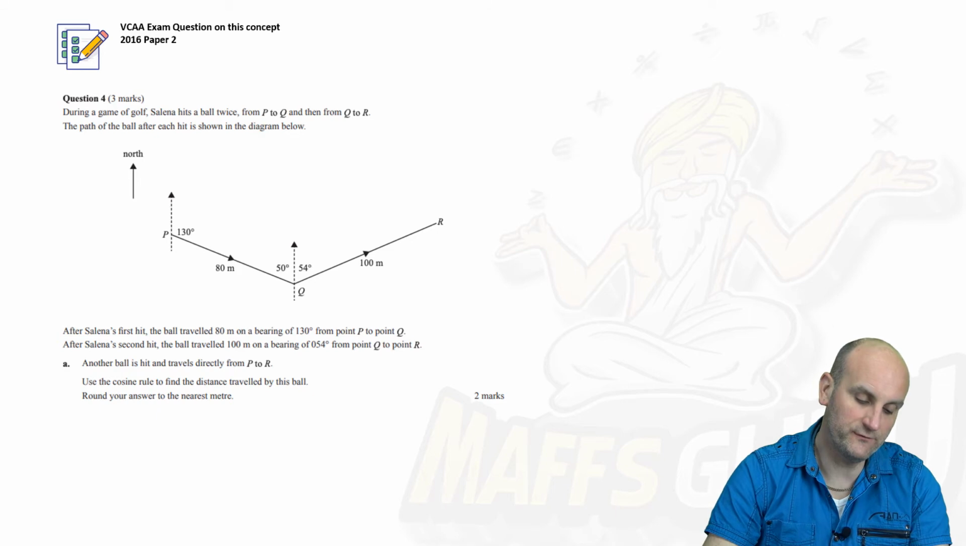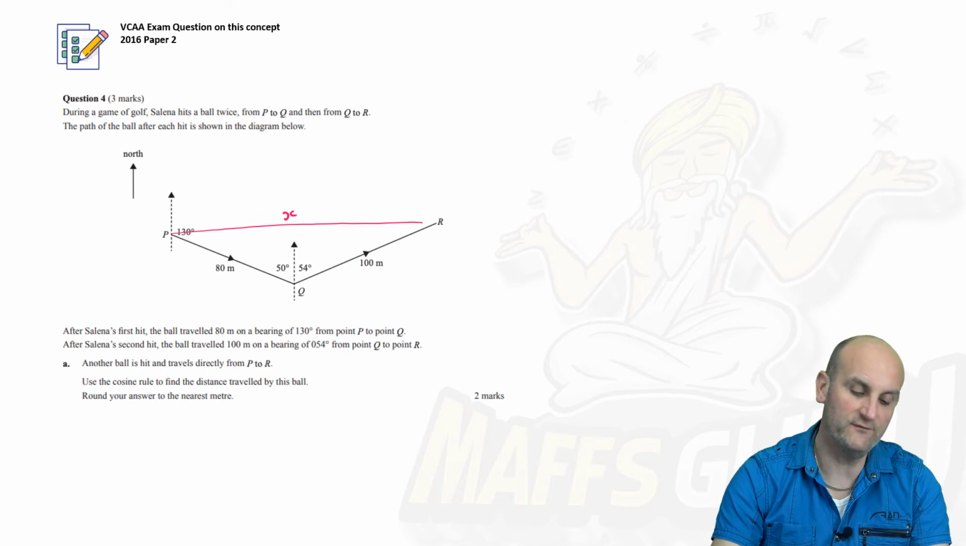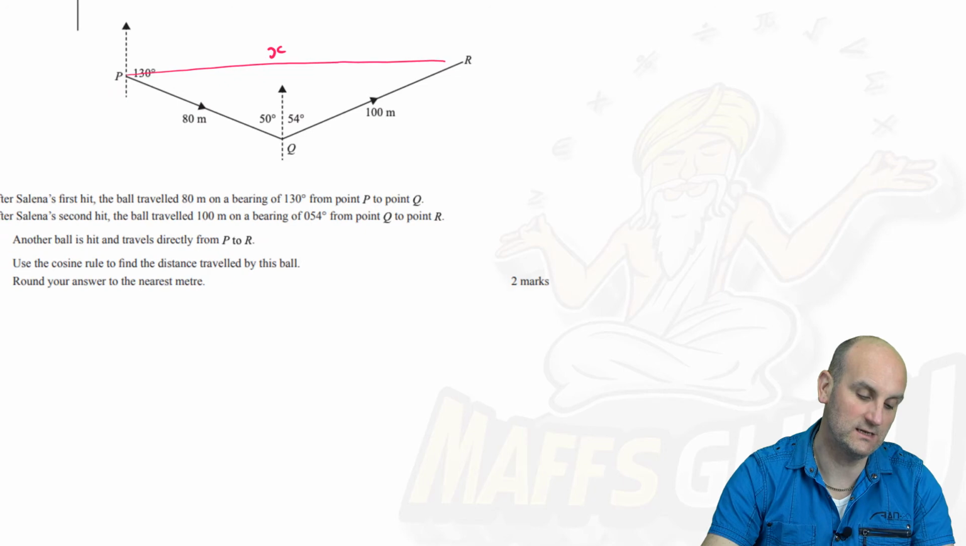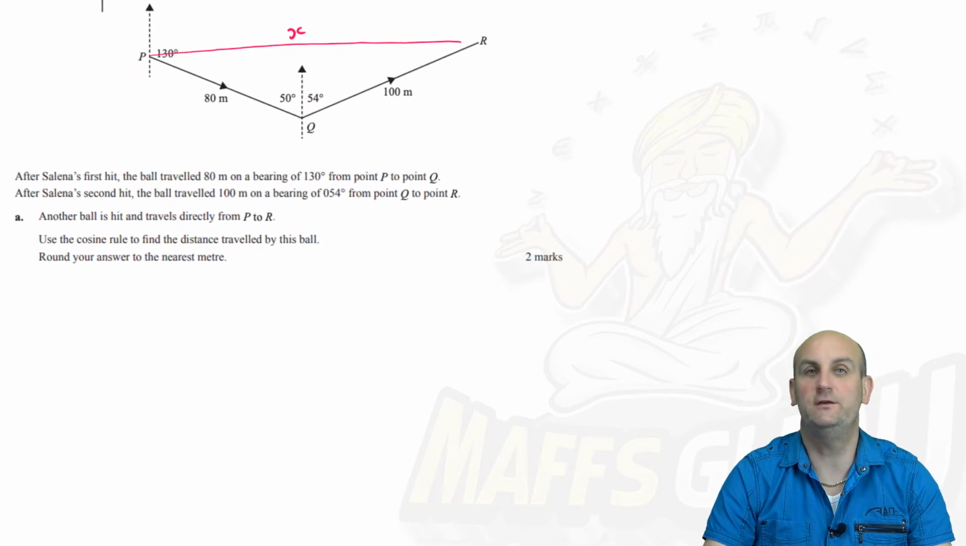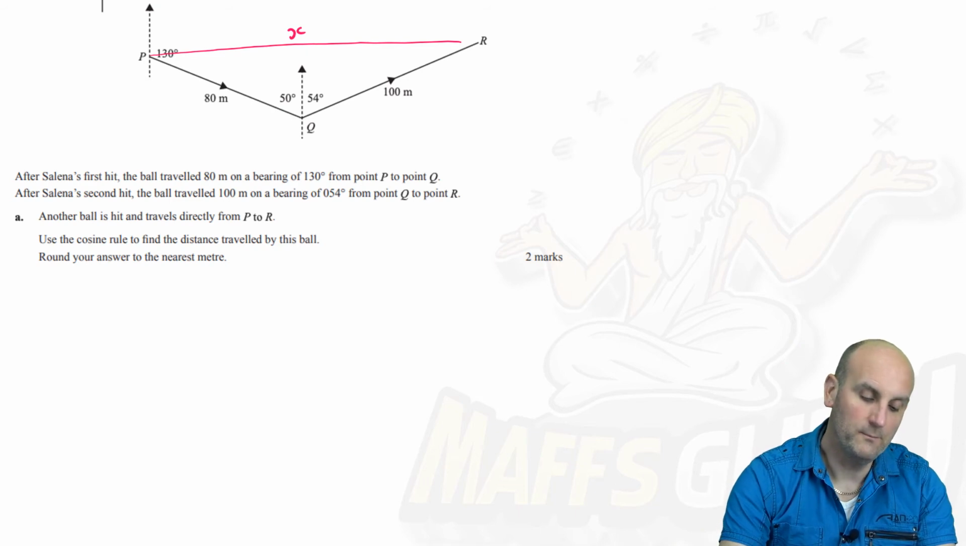Use the cosine rule to find the distance traveled by the ball. So it wants me to find that value there, x. Can you see a triangle? Yes, you can. Let's zoom in just a little bit. Have they given you everything you need? Yes. Is it a cosine rule question? I should cocoa. So putting these two together gives me 104 degrees.